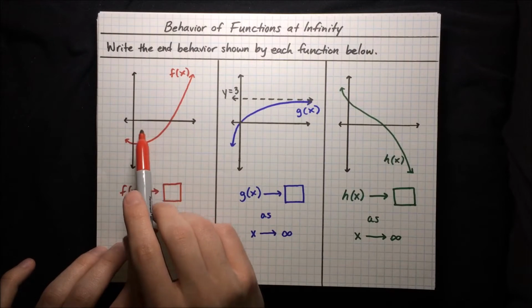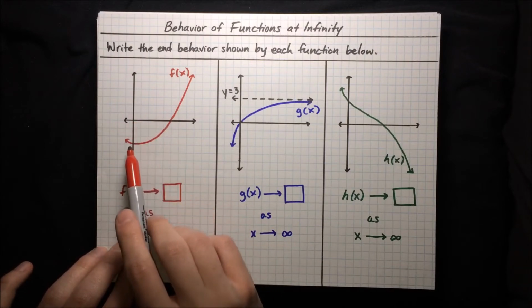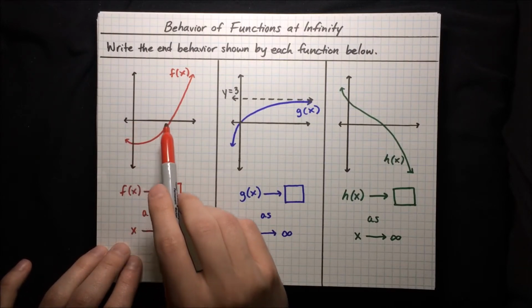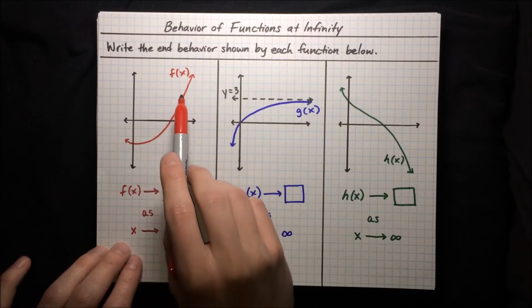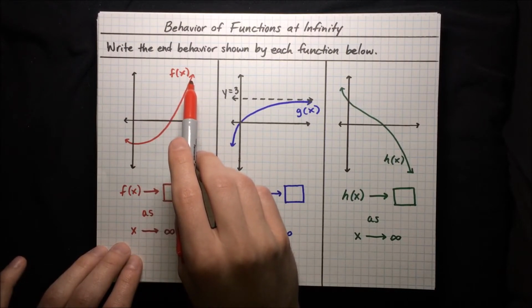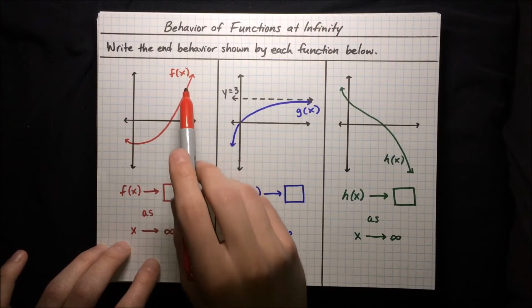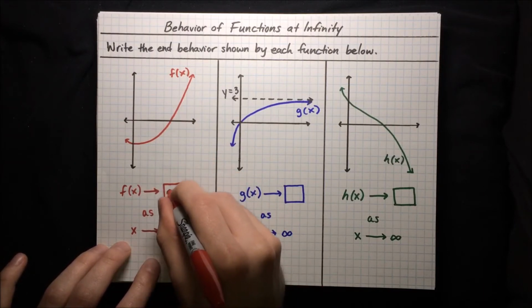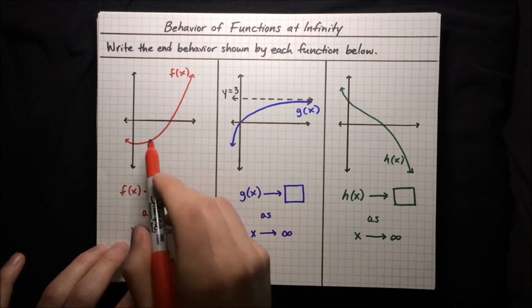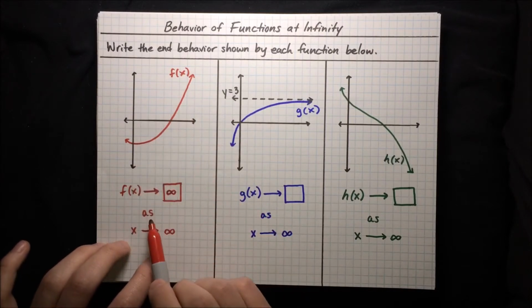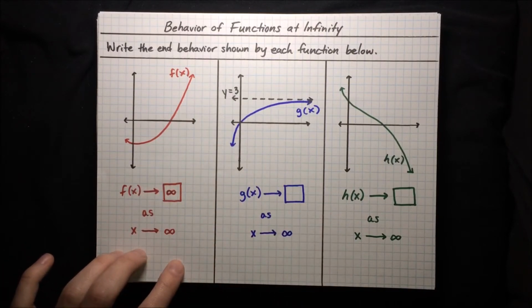So looking here on the graph, as x gets bigger and bigger towards the right, f of x is just shooting up, up, up. It's increasing without bound. So we could just say it's approaching infinity because it keeps getting larger and larger. So let's write that down. F of x approaches infinity as x approaches infinity. Okay, how about this second one?